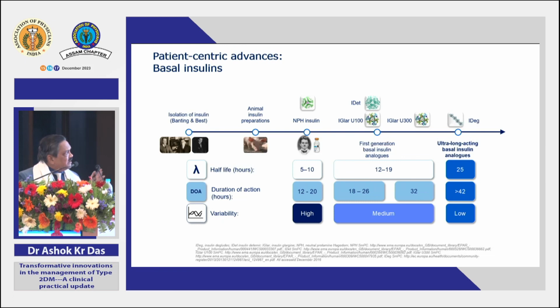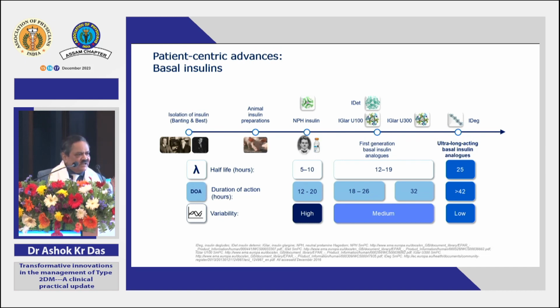I will not describe insulin from Banting and Best. We have animal insulin, NPH, but what is most important in insulin today, I consider the best advance, is the biosimilars. I'm very fond of biosimilars. I work for the government, and we use biosimilars left, right, and in the middle. And we call India the land of biosimilars for the world.